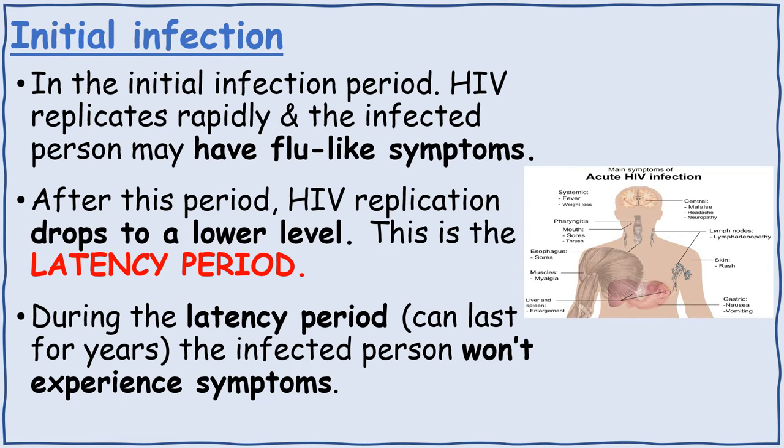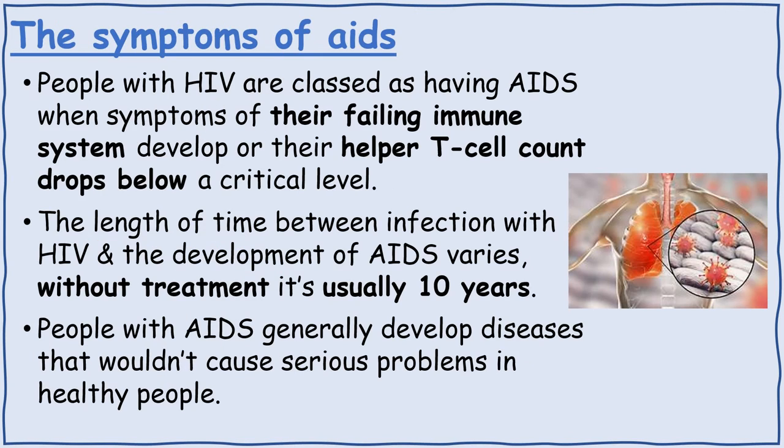Initial infection. In the initial infection period, HIV replicates rapidly and the infected person may have flu-like symptoms. After this period, HIV replication drops to a lower level. This is the latency period. During the latency period, which can last for years, the infected person won't experience symptoms.